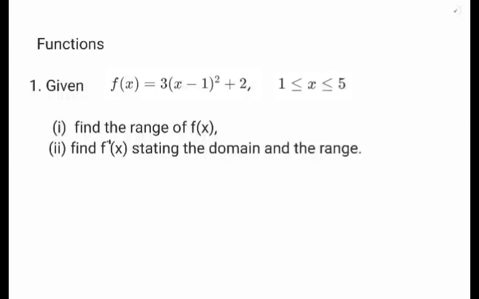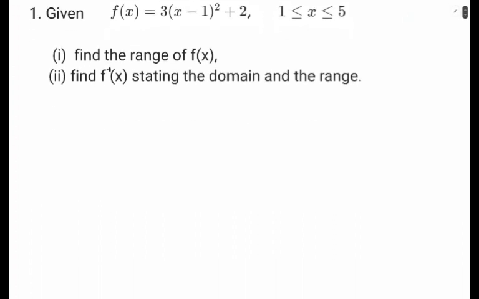Okay, now let's see, this is a topic on functions. But before we answer this question number one, let's go through a little bit of understanding of functions. So, for example, if you have a function, say for example f(x) = 1/x, and let's say x is bigger than 0.